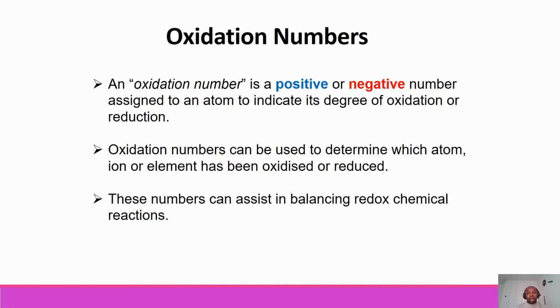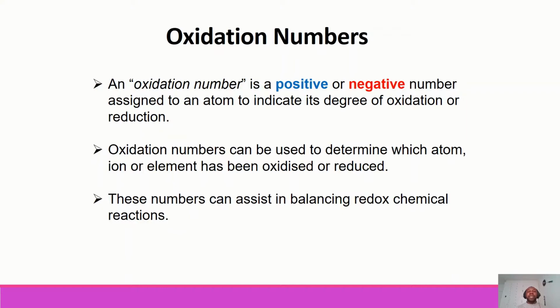So oxidation number. Oxidation number is a positive or negative number assigned to an atom to indicate its degree of oxidation or reduction. We must have been seeing those numbers when you write Na plus or Cl minus. Those plus and negative numbers, they're the ones that we refer to as oxidation number. So oxidation number can be used to determine which atom or ion or element has been oxidized or reduced. By the time you write the oxidation numbers out, you see what has happened. Is this atom gaining electron or losing electron? From there, you will know, is it oxidation or is it reduction?